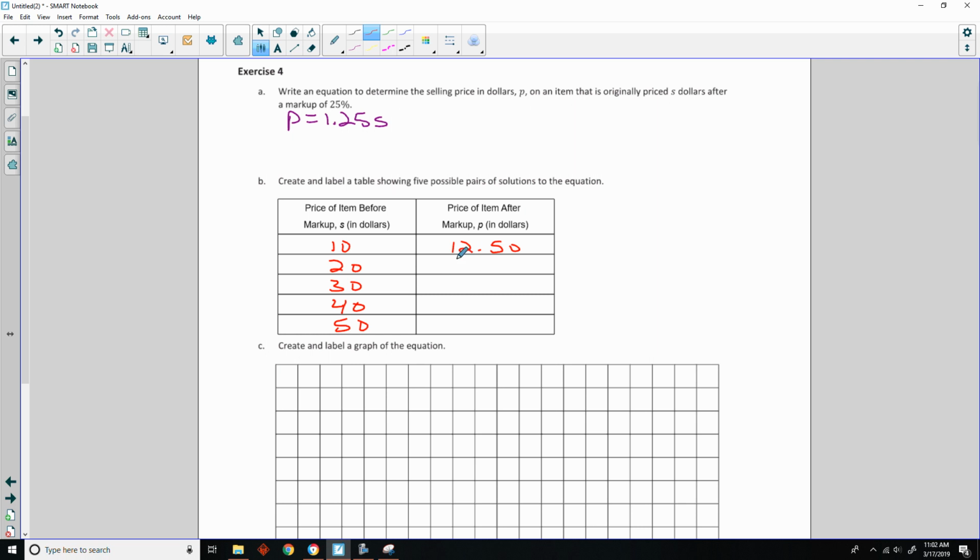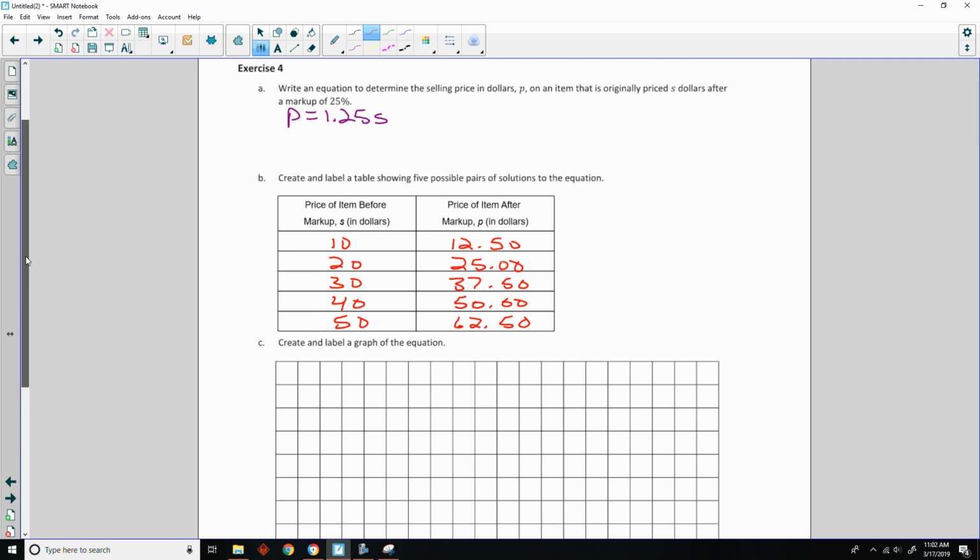1.25 times 2 is 2.5, which would be $25. So remember, if we double this, then this is going to double. If we triple it, it's going to add $12.50 each time, which is now $37.50, and then $50, and then $62.50, adding $12.50 each time. Okay, so there it is.